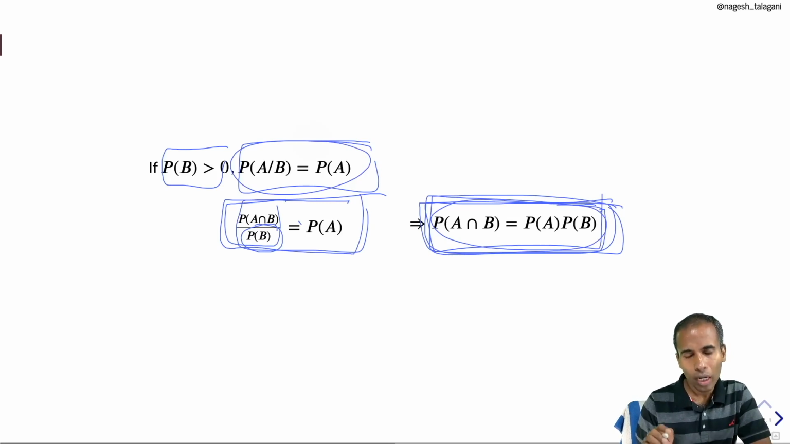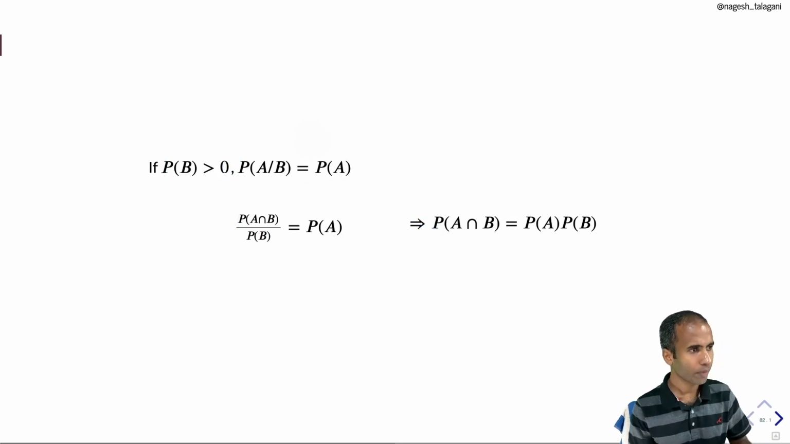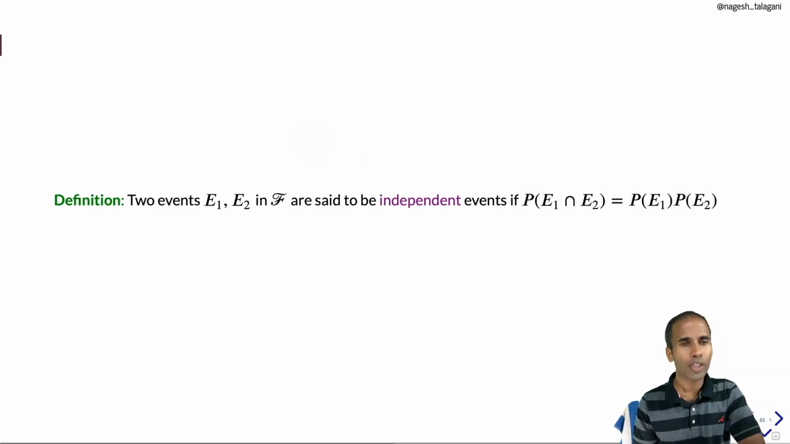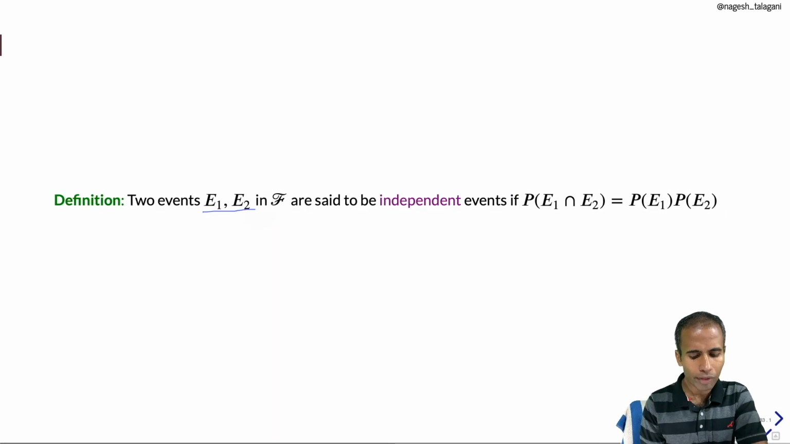So now we are going to give a definition for independence of two events. Definition: two events E1, E2 in the event space are said to be independent if probability of E1 intersection E2 equals probability of E1 times probability of E2. This is the definition for independence of two events.